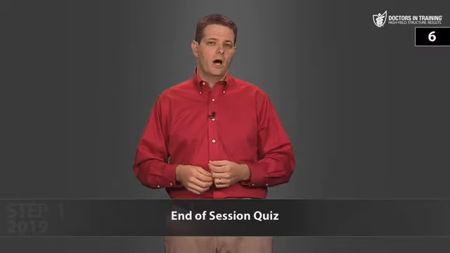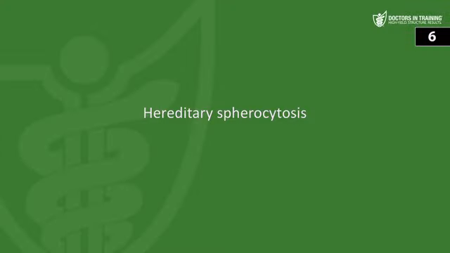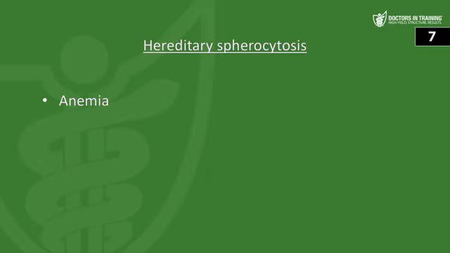First question. A child who's been anemic since birth has now been cured with splenectomy. What's the disease? That's hereditary spherocytosis. Next, what findings are associated with hereditary spherocytosis? You're going to see anemia, and then jaundice from the hemoglobin breaking down into bilirubin, because this is extravascular hemolysis that's taking place in the spleen.